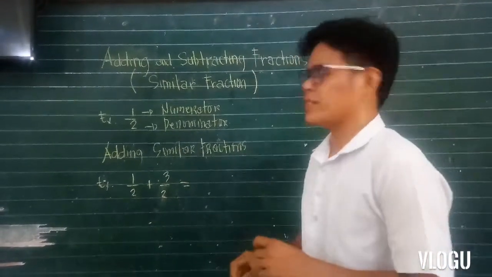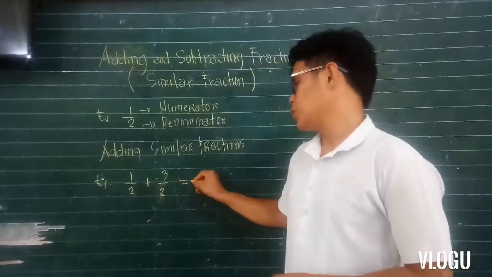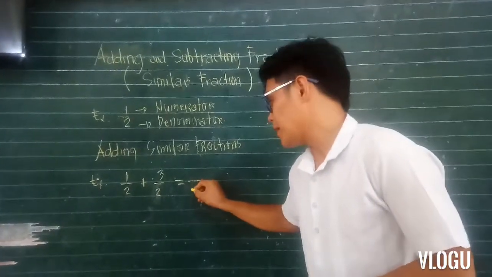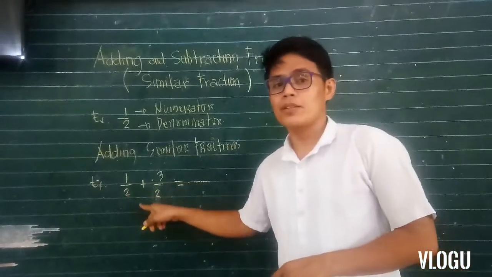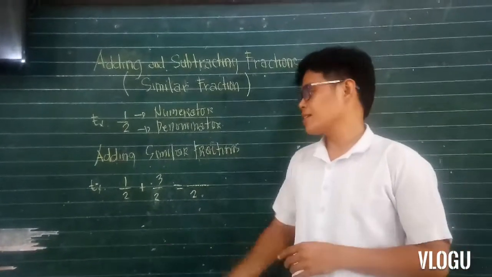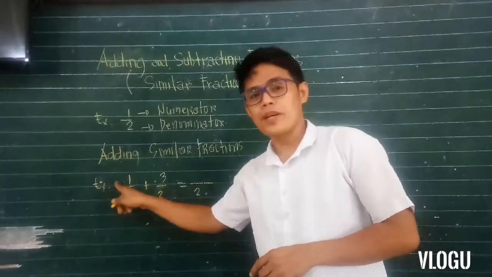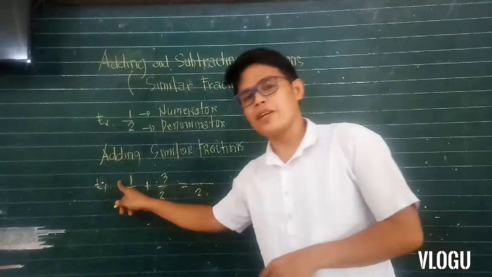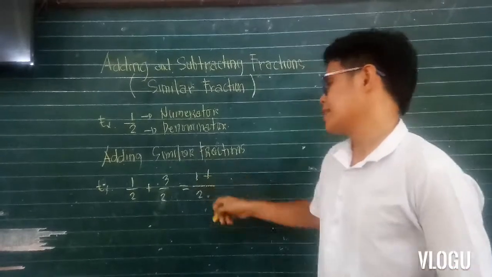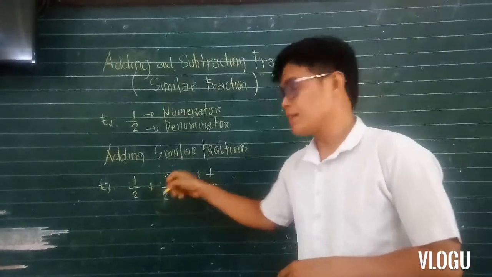This is very simple. When you encounter these given fractions, you just have to copy the denominator. What is our denominator? We have 2. Very simple. The next step is to only add their numerators. What is the numerator of the first addend? This is 1. Plus the numerator of the second addend, which is 3.